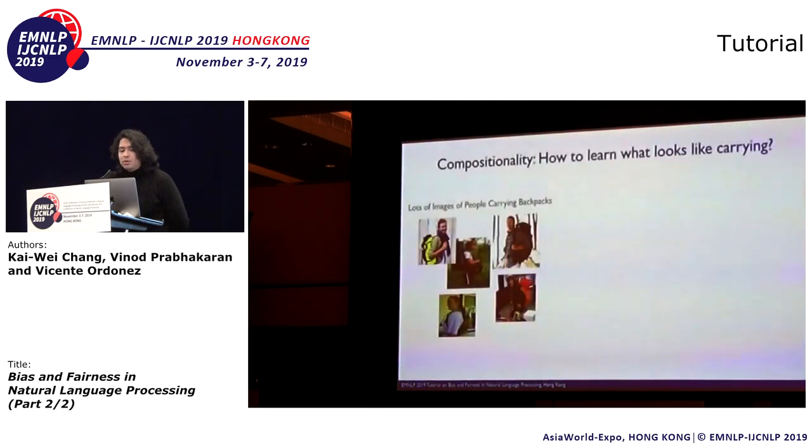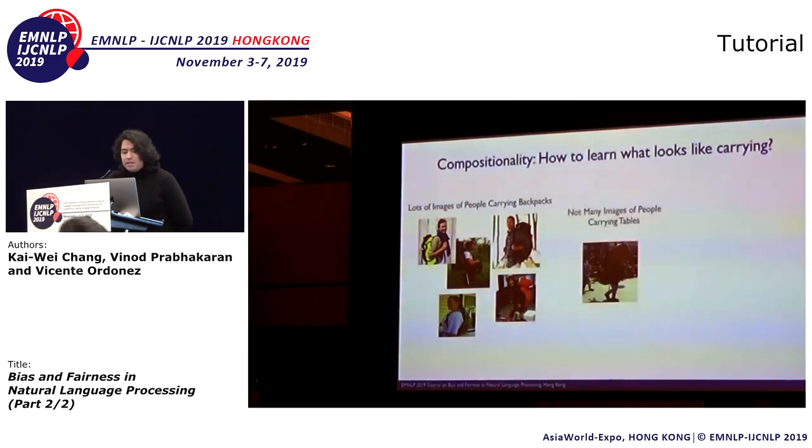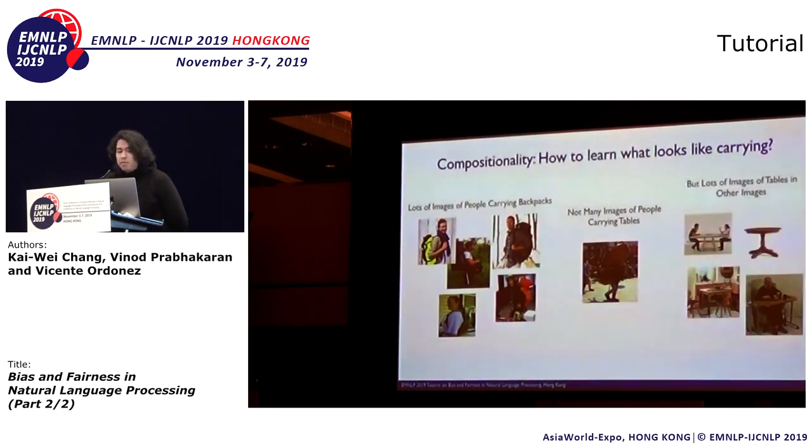And one thing we found, and this is work I did with my students and also my collaborators, we saw that there are a lot of images of people carrying backpacks, but there are not a lot of images of people carrying tables. So this is another form of data bias related to reporting bias too. So these things happen in vision as well. However, there are a lot of images of tables in the data set. So how do we leverage that?